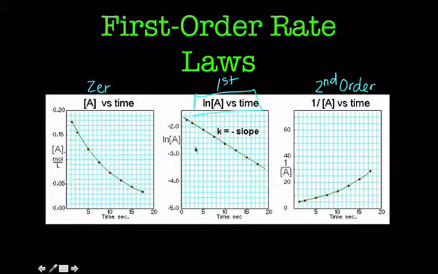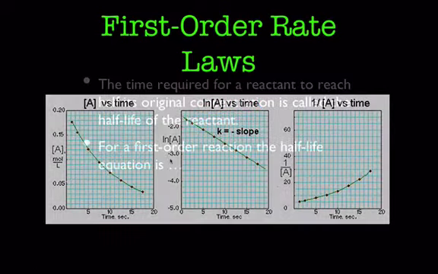You can see how I take the concentrations over time. If I plug it into this, it gives me a curved line. If I plug it into this one, I get a curved line. But when I plug my concentrations and my time into the natural log of A versus time, that's when I end up with the straight line, and that's what cues me in that this is a first order reaction. And again, we can see that the negative slope is equal to the rate constant.